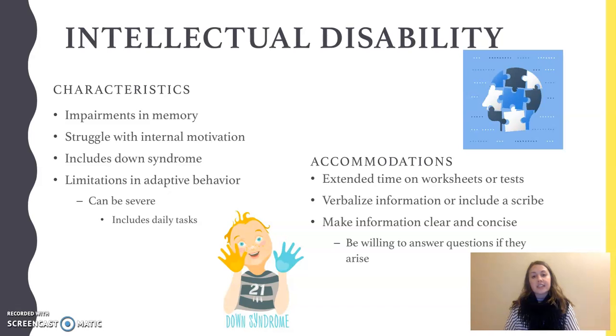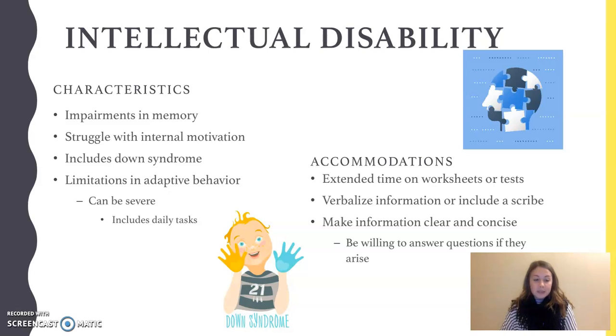There are limitations in their adaptive behavior, which is basically what enables someone to coexist in their environment with a great amount of success and the least amount of conflict between people. So that adaptive behavior may be limited. It can be severe. Just doing daily tasks can be difficult.